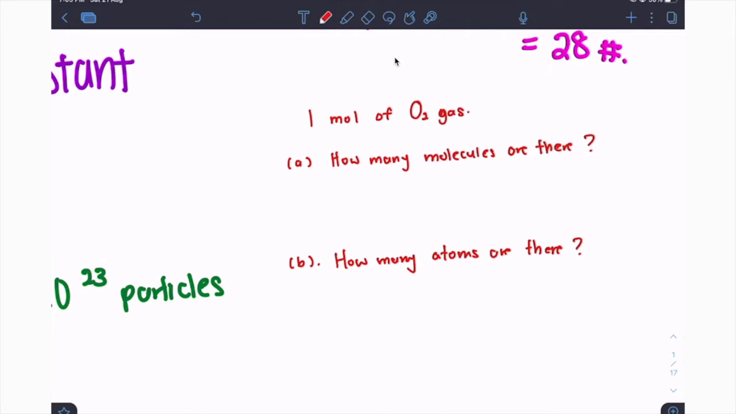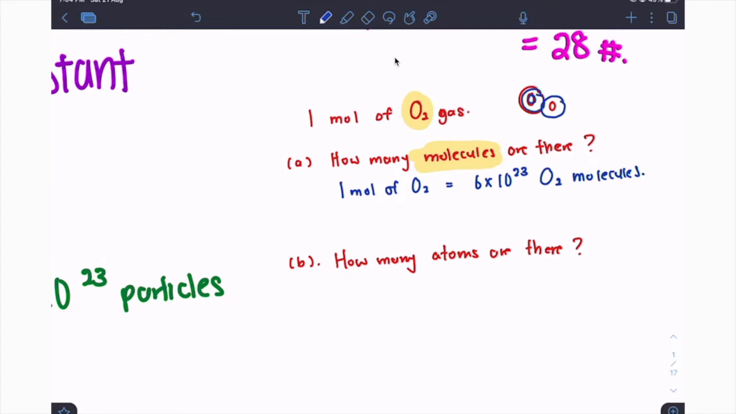So you have to be very clear about what the question is asking you. In part A, they're asking you how many molecules there are. If I'm looking at oxygen gas, an oxygen gas molecule will look something like this. So if I have 1 mole of oxygen, I know simply by definition that there are 6 times 10 to the power of 23 oxygen molecules, because oxygen molecules look like that.